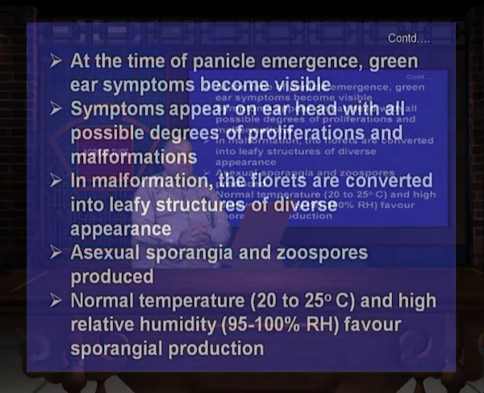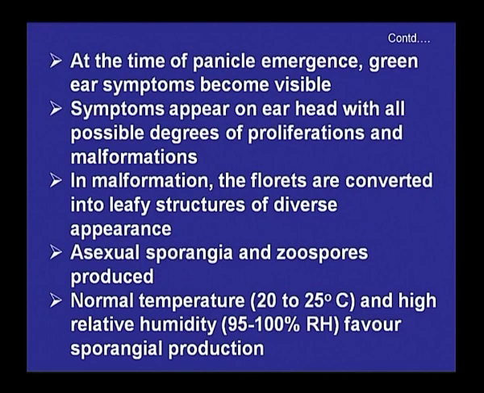At the time of panicle emergence, green ear symptoms become visible. Symptoms appear on the ear head with all possible degrees of proliferations and malformations. In malformation, the florets are converted into leafy structures of diverse appearance. Asexual sporangia and zoospores are produced, and normal temperature of 20 to 25 degrees centigrade and high relative humidity, that is 95 to 100%, favor the sporangial production.